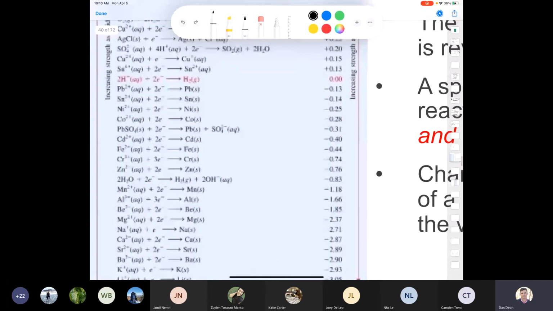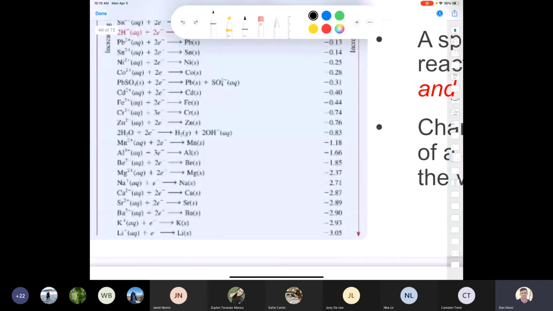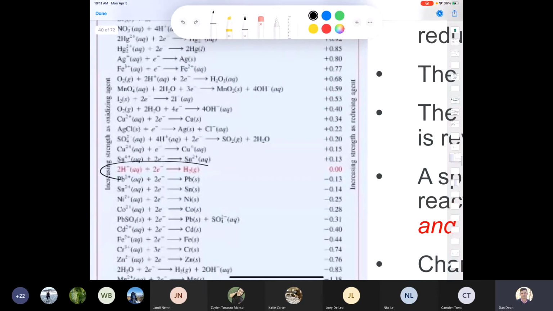If you go down to the bottom, you're like, what's on the bottom, Mr. Dion? Well, lithium. A lithium cation is way down here on the bottom. You think about group 1A elements, they're pretty happy being positive ions, aren't they? If lithium loses one electron, it becomes isoelectronic with helium. So a lithium cation has a very low hunger for electrons. Then we have our standard hydrogen electrode, which is somewhere in the middle. That's our baseline. Everything is measured off of that.